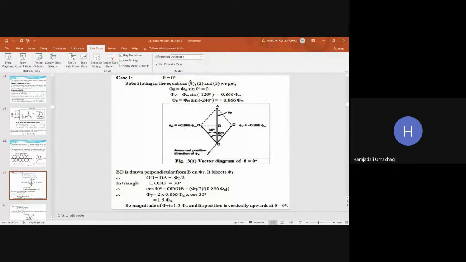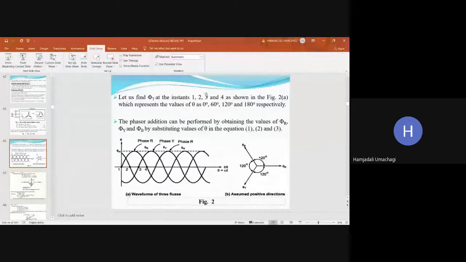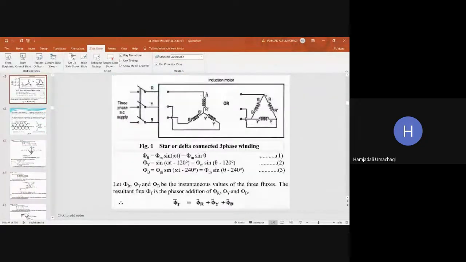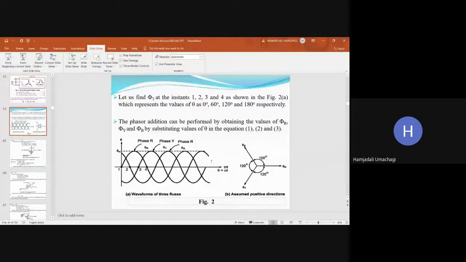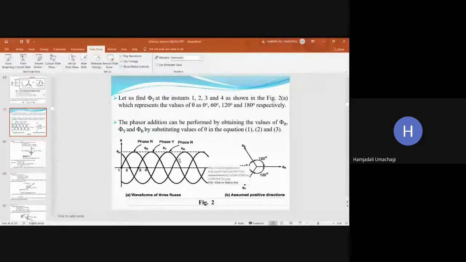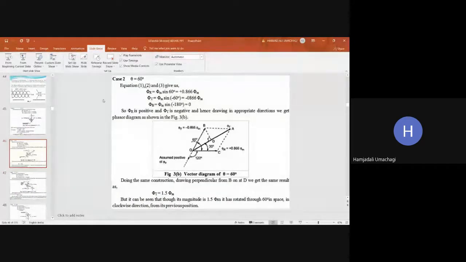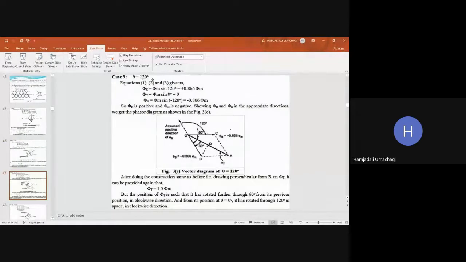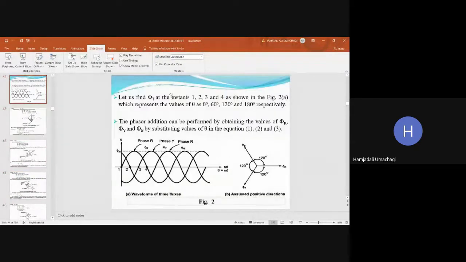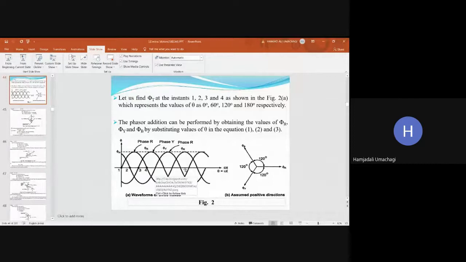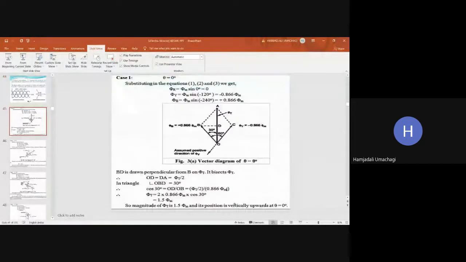You just need to substitute the value of theta in these equations. Then you will get the values for all three fluxes, and you represent those waveforms using the formula. All these are the basics, for different theta values. Next, case 2 is theta equal to 60 degrees. Similarly, theta equal to 120 degrees. For all different theta values, you will get different values of phi R, phi Y, phi B. Using these values, you draw the waveforms of the three fluxes, which have the same constant amplitude.